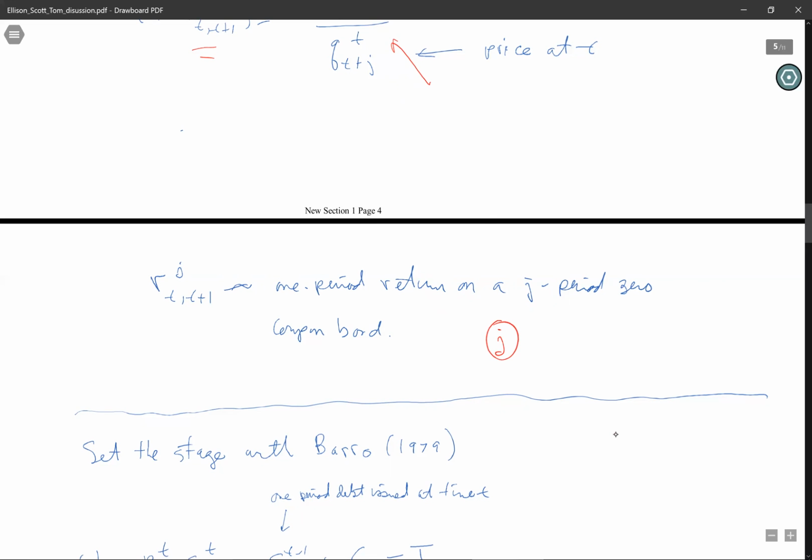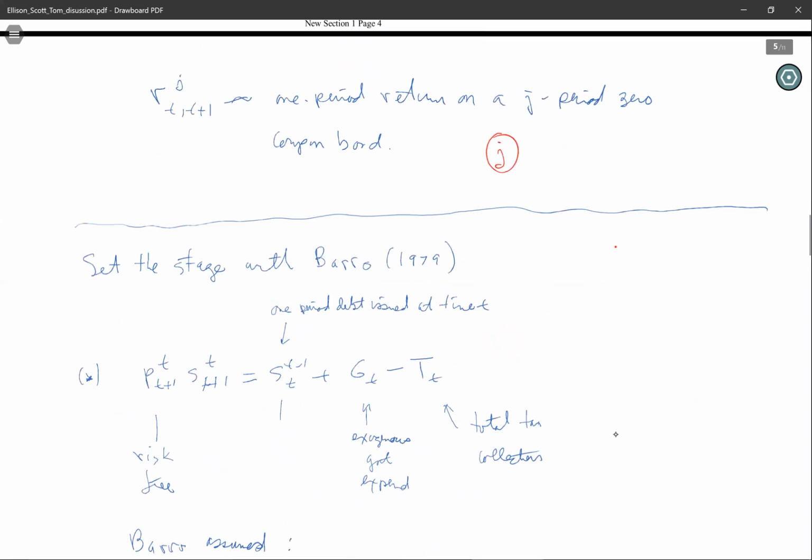And they do some really interesting counterfactual experiments. Their conceptual experiment is they freeze at each date the vector of Hicks-Arrow prices, and then they study the consequences of alternative debt management strategies. To tell you what my reading of their paper made me think about, I'm going to set the stage with Barro 1979. And Barro's budget constraint was a very, very special case of what Ellison and Scott work with.